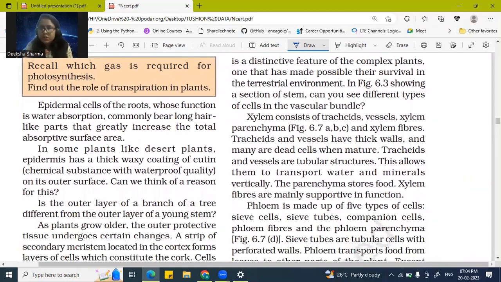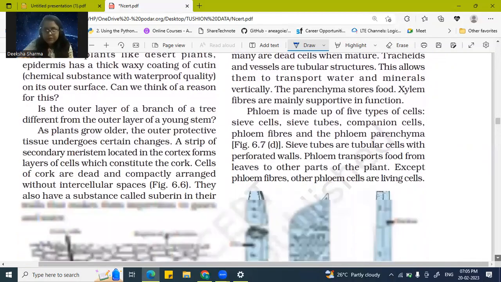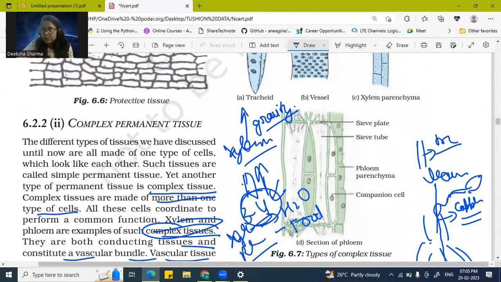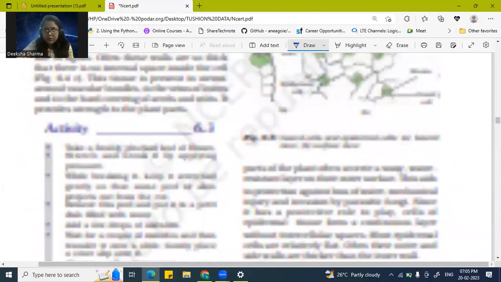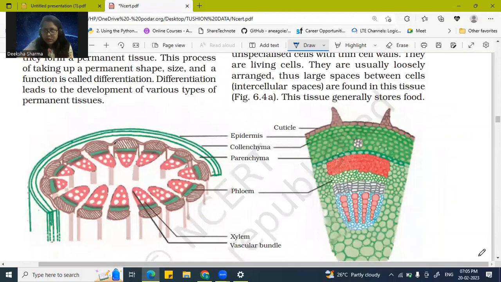It is a distinctive feature of the complex plants. What? Complex tissues. Complex tissues are the distinct feature of the complex plants, one that has made possible their survival into terrestrial environment. In figure 6.3 showing the section of the stem, can you see different types of cells and vascular bundle? 6.3. I think 6.3 is in the above page. Wait. This is 5. This is 6.3.